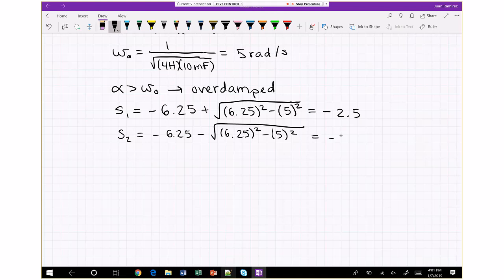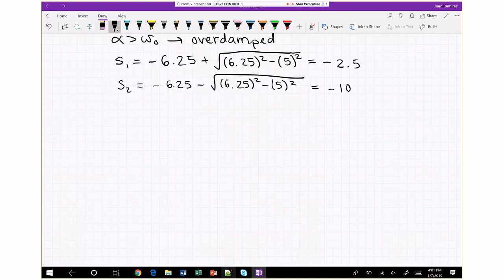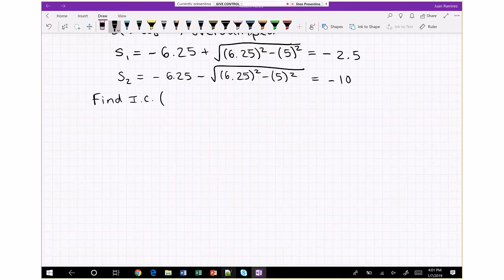And negative 10 for the second characteristic root. Next, we start looking at finding initial conditions. So we are looking for inductor current, and therefore the initial condition will be that inductor current right after the transition and the rate of change of that inductor current. Right after the transition, like always, we'll also look at capacitor voltage right after the transition because that usually helps us with that dI/dt.